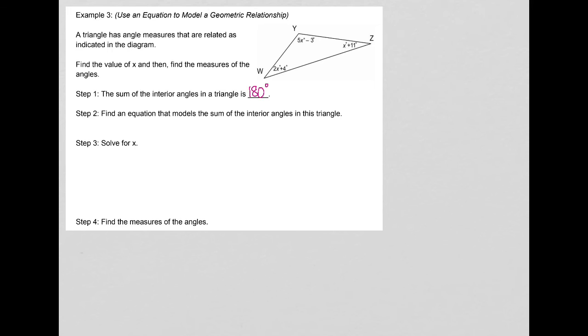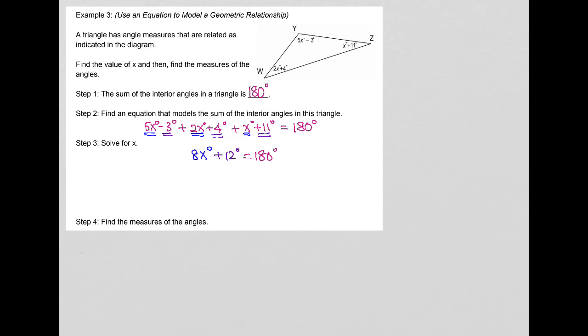So the equation will be like this: 5x degrees minus 3 degrees plus 2x degrees plus 4 degrees plus x degrees plus 11 degrees is going to be 180 degrees. That's an equation. The next thing we do is collect the like terms. So we have 5x, 2x, and 1x. 5 plus 2 plus 1, you will get 8x degrees. And negative 3 plus 4 plus 11 will become 12. So plus 12 degrees equals 180 degrees.